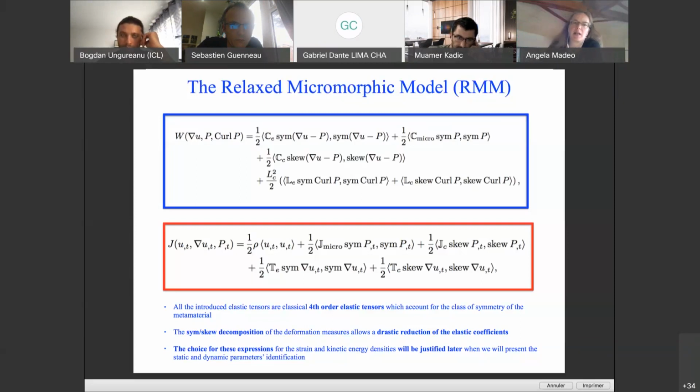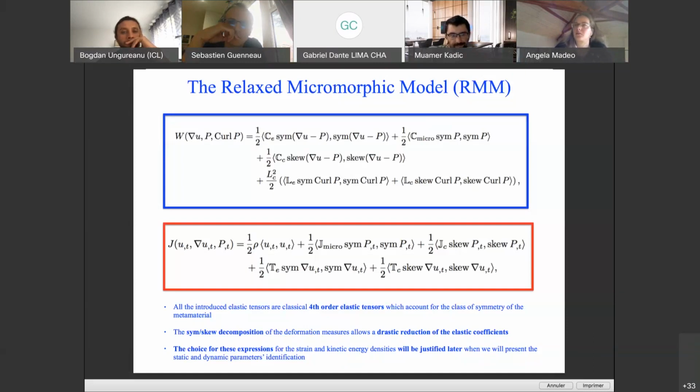So just to keep in mind, we have a nice Sym-Curl decomposition of our deformation measures, which has the symmetric and the skew-symmetric part of P, grossly speaking, and the classical part with the symmetric gradient of u, but we also put a skew-symmetric part of the gradient of u. And then we have the curvature term here, which introduces a characteristic length.